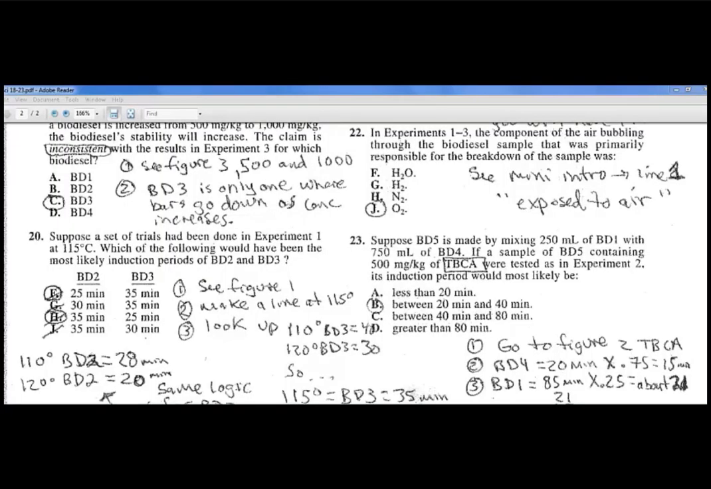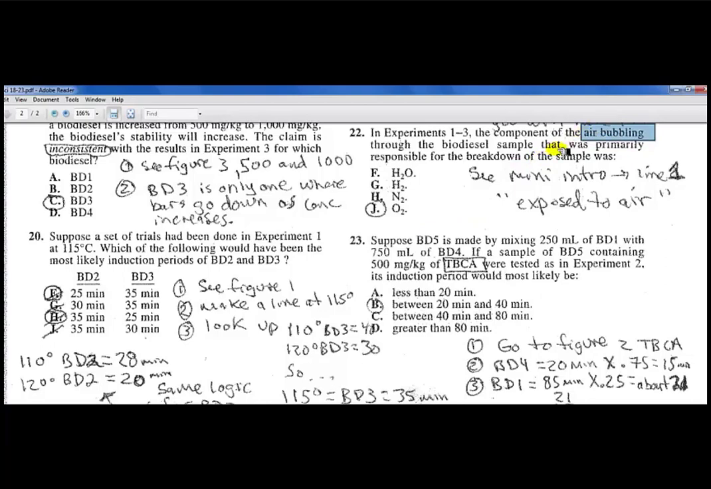Test 68C, Science, Practice Problem number 22. Number 22 reads, in experiment 1 through 3, the component of the air bubbling through the biodiesel sample that was primarily responsible for the breakdown of the sample was what? Air bubbling. Scooby-Doo this into one of the answer choices.